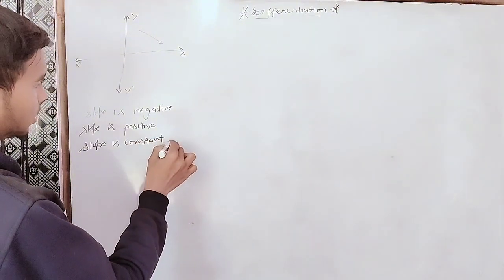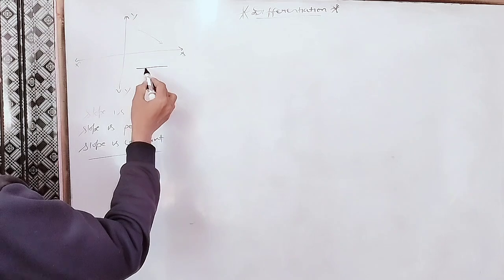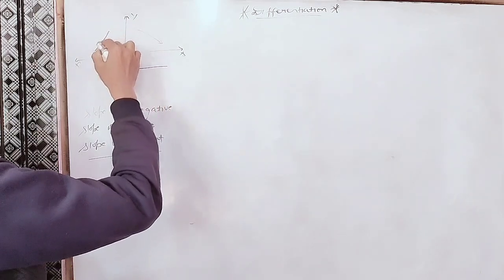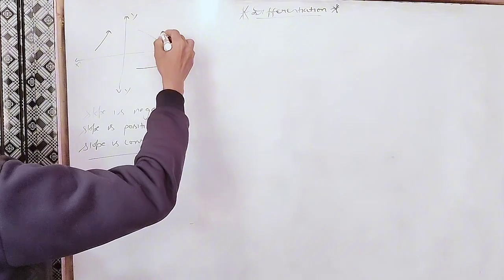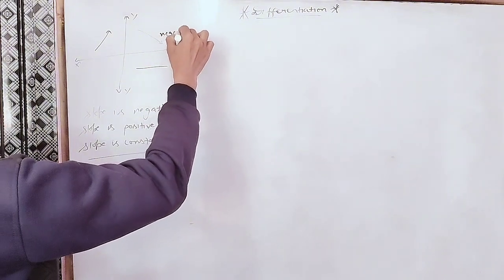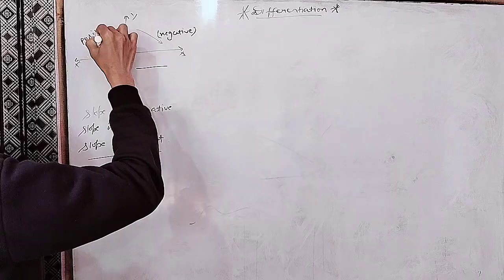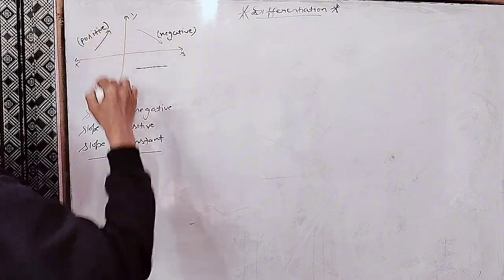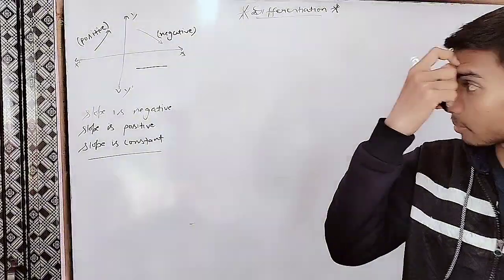Constant. Clear? Like that. This is constant sign, and this is what? This is negative slope. This is negative, and this is positive. Positive sign. This is positive side.